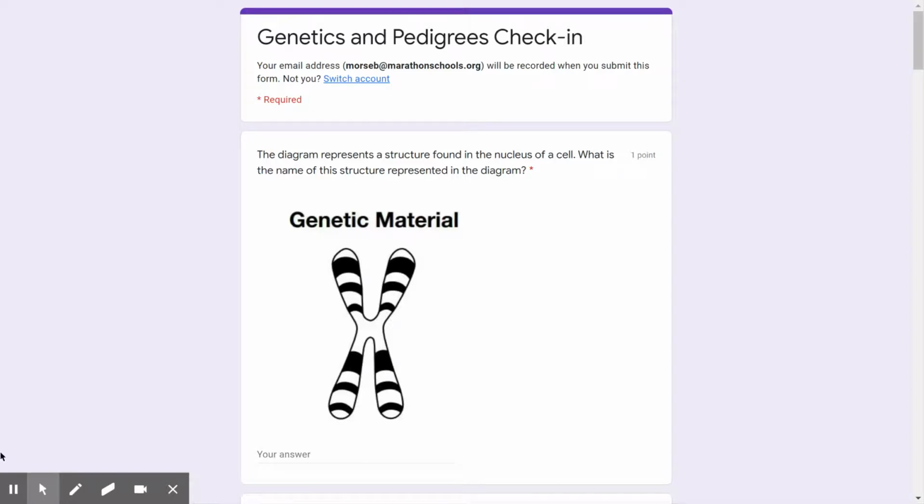To help you with today's science check-in assignment, I'm going to read through all of the 10 questions for you. So, genetics and pedigrees check-in. The diagram represents a structure found in the nucleus of a cell. What is the name of this structure represented in the diagram?